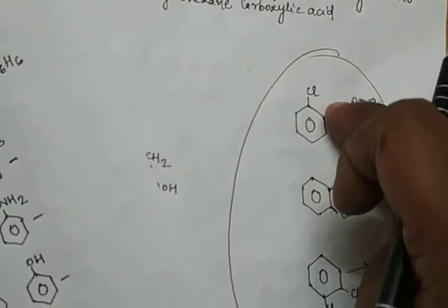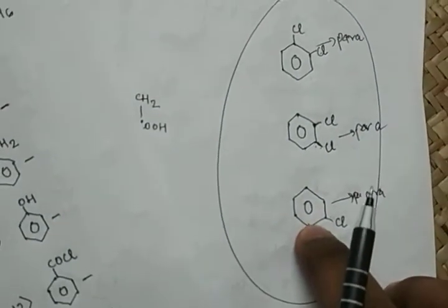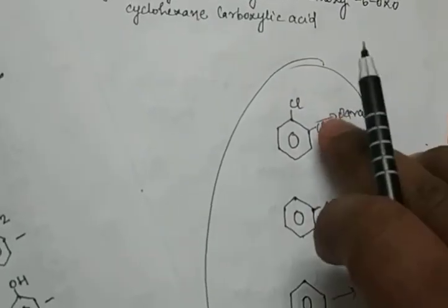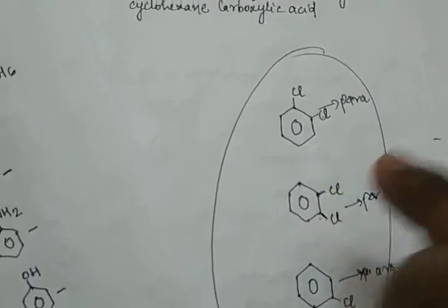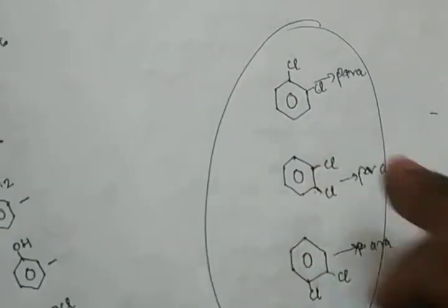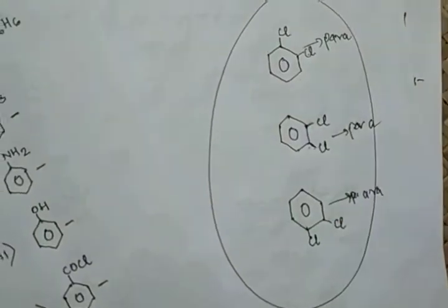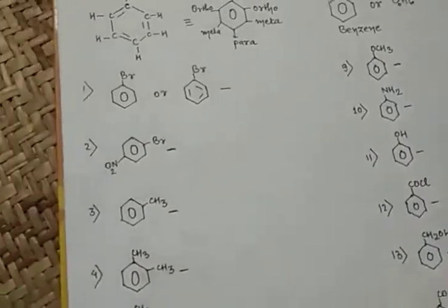Now one functional group is there. It means this is also in para position. This is also in para position. When two functional groups are there, first you count: this is para and this is ortho. This is para, this is ortho, in each case. Clear?